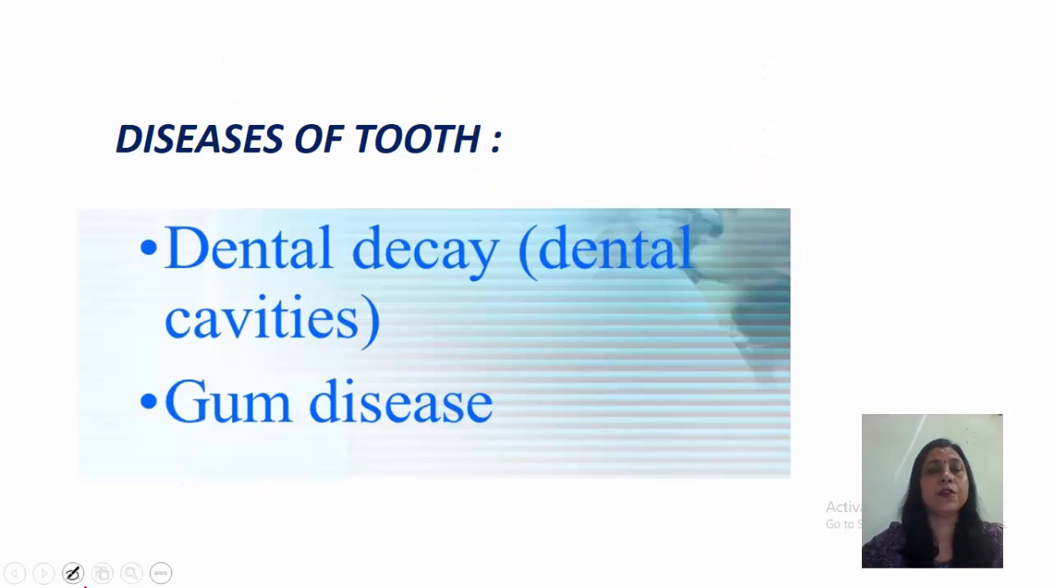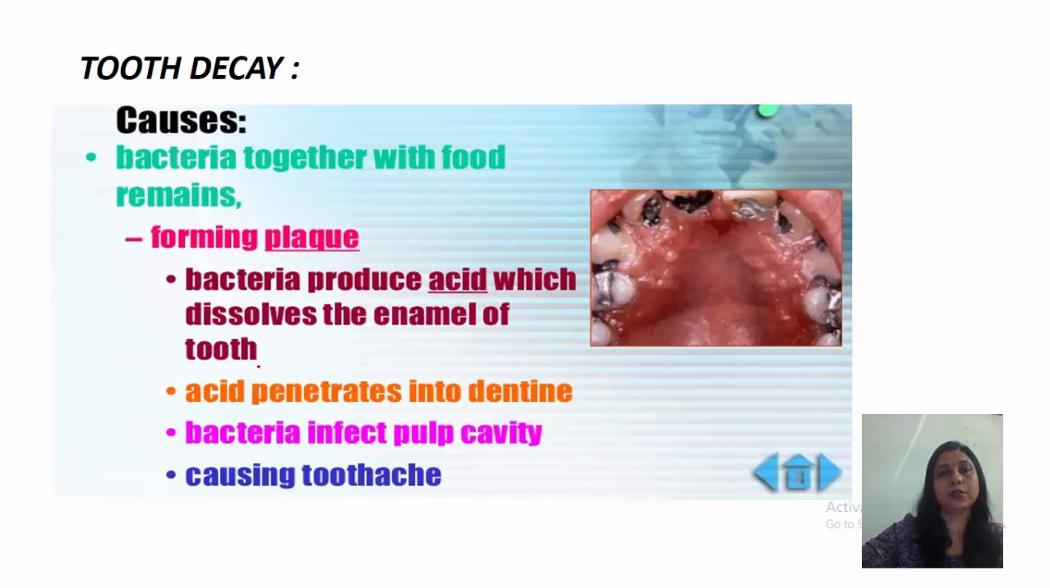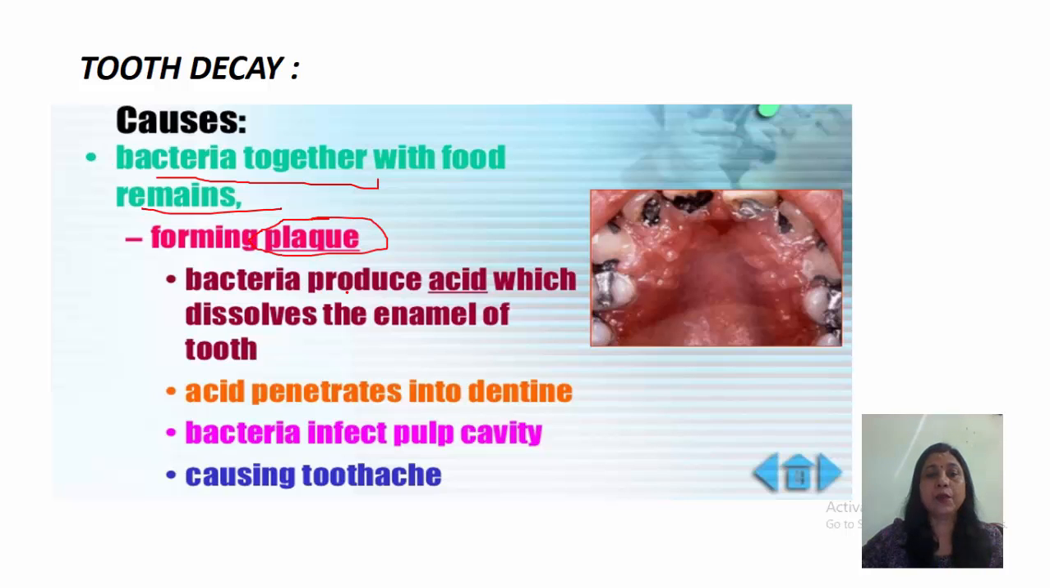Now diseases of tooth. There are two most common diseases of tooth. They are dental decay or dental cavities and gum diseases. Now, what is the cause of tooth decay? That is the bacteria. The food that remains in our mouth, the bacteria act on it, decompose it and form acids, forming the plaque. The bacteria produce acid which dissolves the enamel of the tooth. Enamel means the outer covering of the tooth.